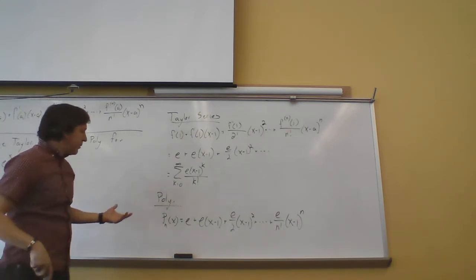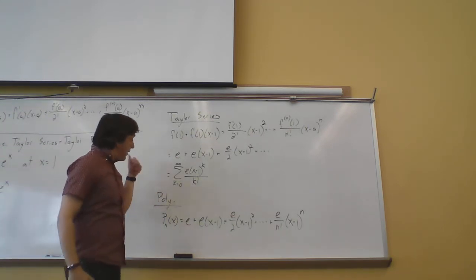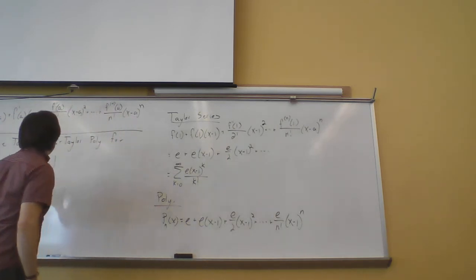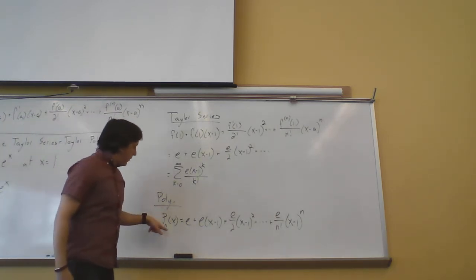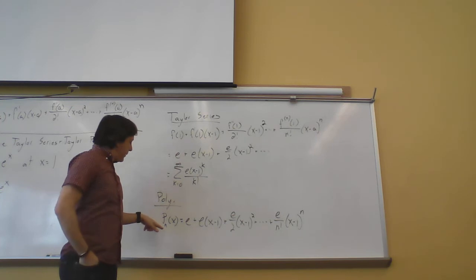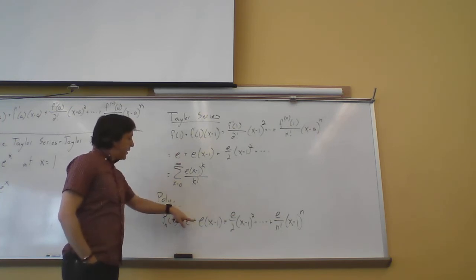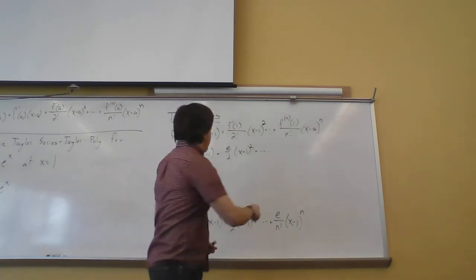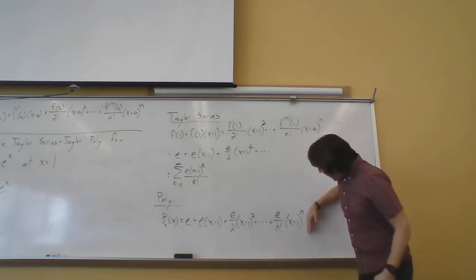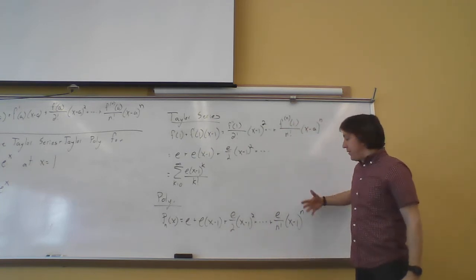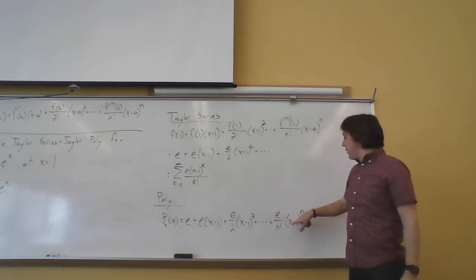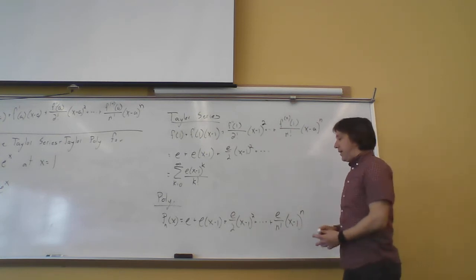And then the Taylor polynomial of nth order would be p sub n of x equals e plus e times x minus 1. It's basically this thing all over again, but now it's cut off. It doesn't go out forever. So all the way out to e over n factorial times x minus 1 to the n. And there we go.